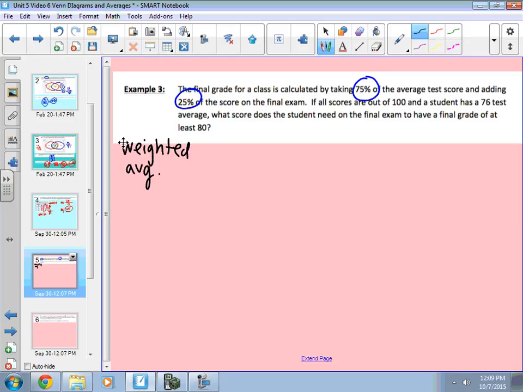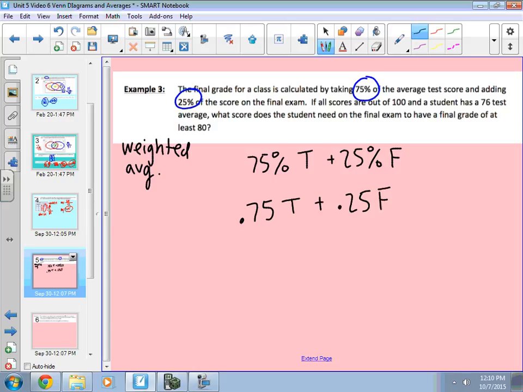Well, let's look at this type of problem. Anytime you're doing a problem with percentages, you need to change that to a decimal. So 75% of our testing, well, let's use T for testing, plus 25% of our final. We want to change those to decimals. So it'd be 0.75 of our testing plus 0.25 of our final. That's how we calculate our grade.